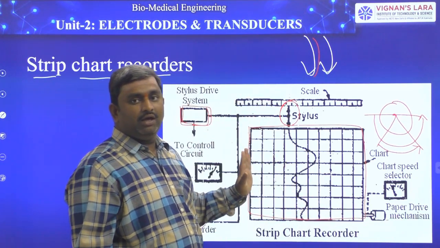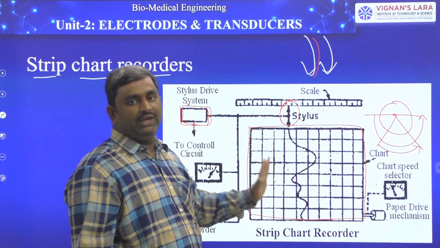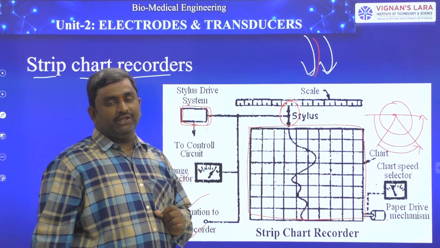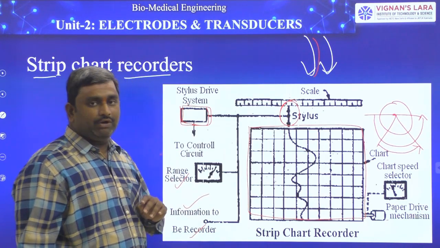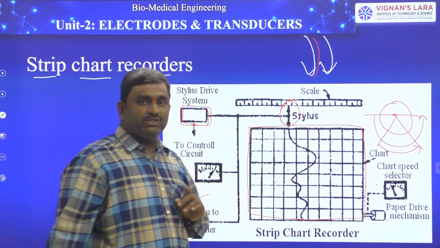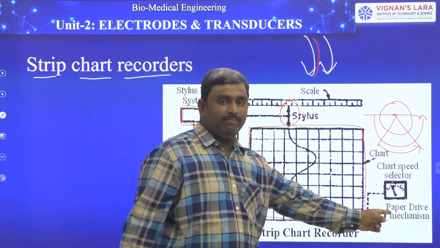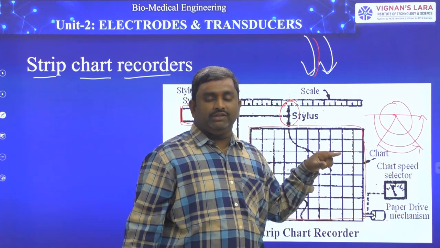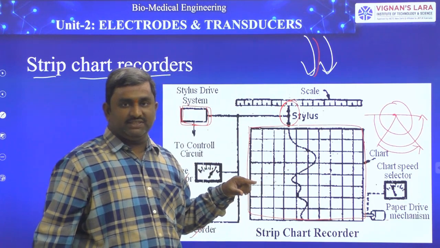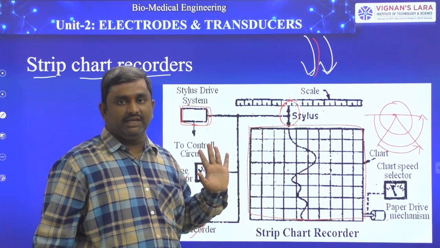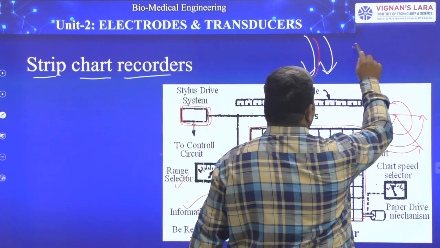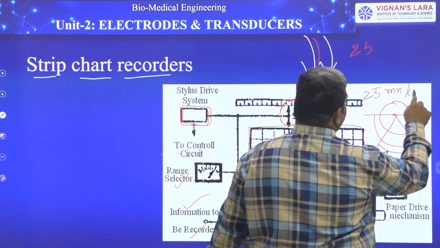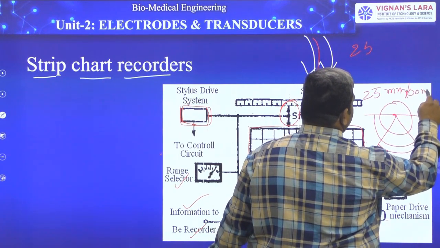Alright, so these are the basic elements we have for recording the potentials gathered from the human body. So this is a recording system. Here are some standard values for the paper driving mechanism. Generally the paper moves with a speed of 25 mm per second or 100 mm per second. So these are the standard speeds: 25 mm or 100 mm per second.